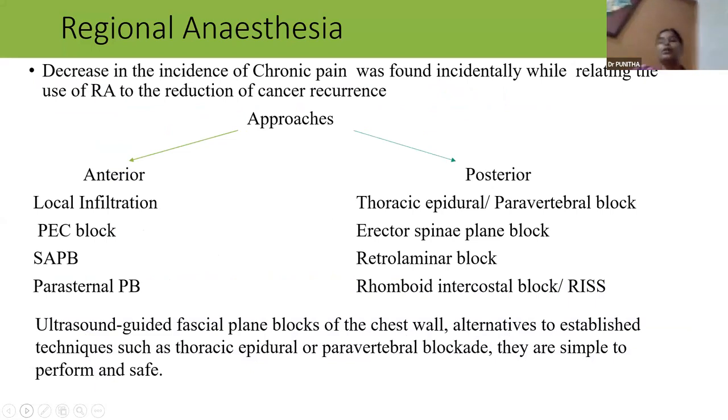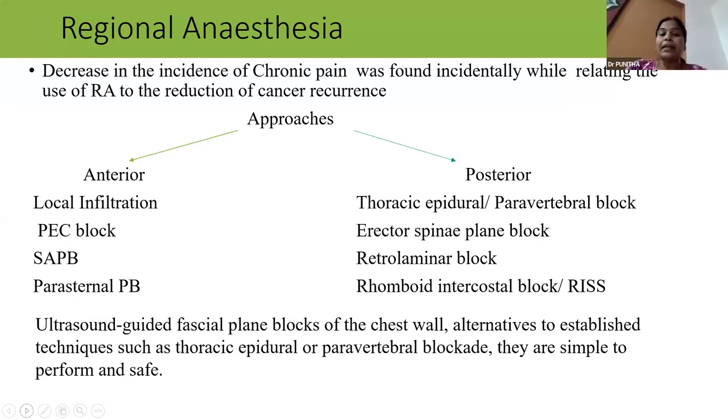So coming to regional anesthesia. The decrease in the incidence of chronic pain when using regional anesthesia was found incidentally while relating the use of regional anesthesia to the reduction of cancer recurrence. So what are the various approaches used to give the plane blocks in breast surgery?